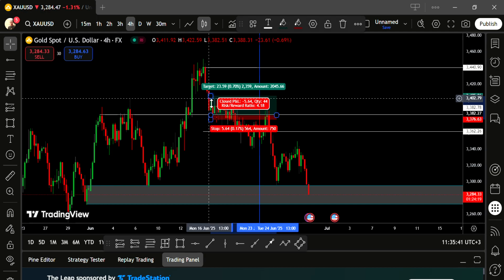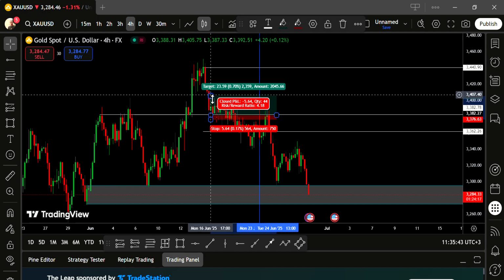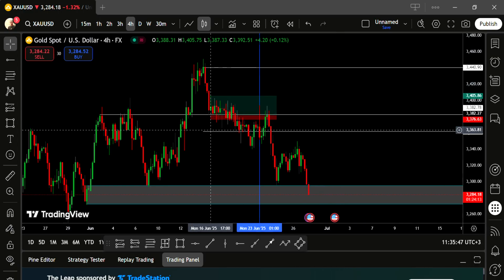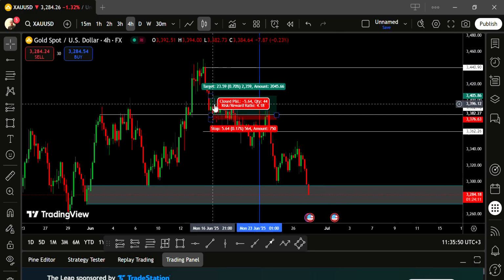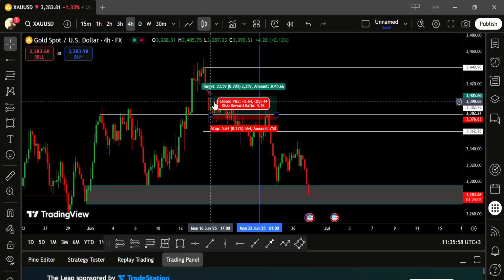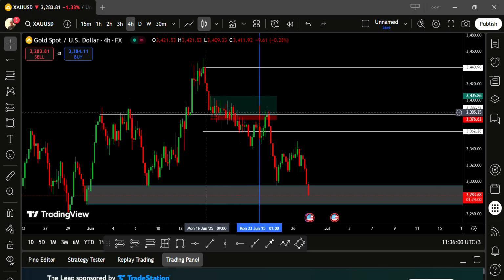It went up for around, how many pips are these? Around 203. Yes, it went up for around 203 pips. If you use 0.01, that would be 23 dollars. So it was 1:4, but we did not get out. We just moved our stop loss to break even. Why did we get out?